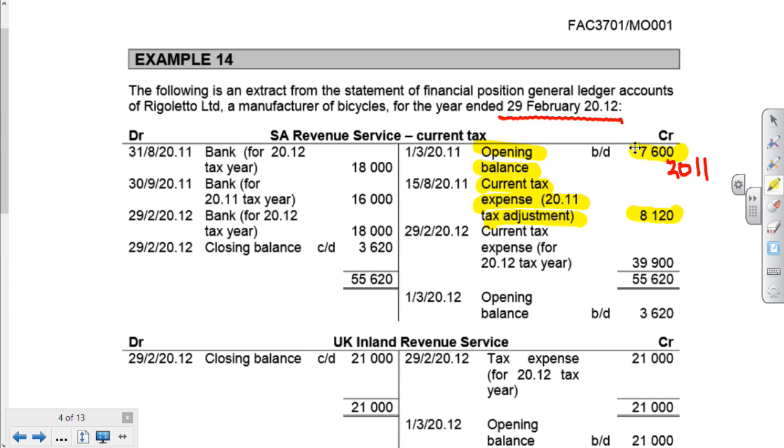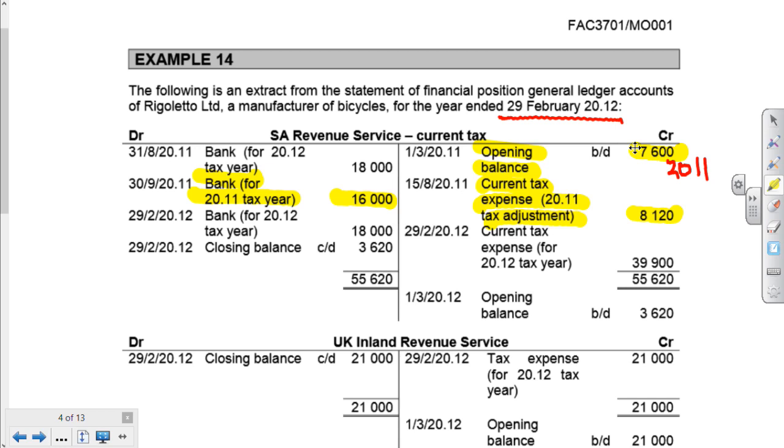And on that side over there, I see I have a bank entry. Bank for the 2011 tax year, 16,000. Well, that doesn't quite balance, does it? 16 doesn't quite balance to that side. So I don't know exactly how that's worked. Okay.